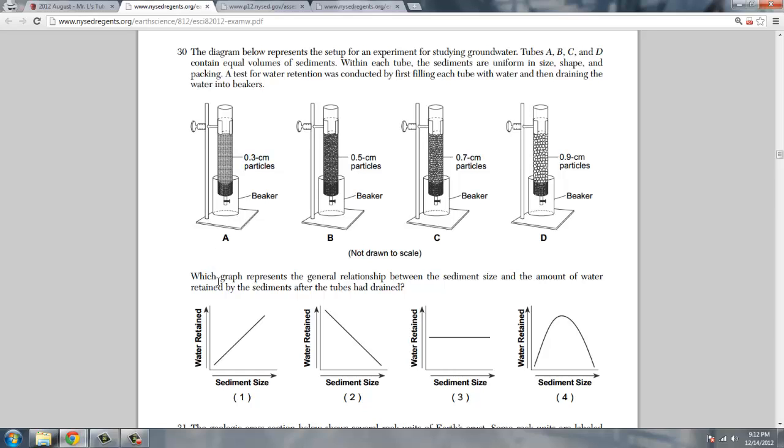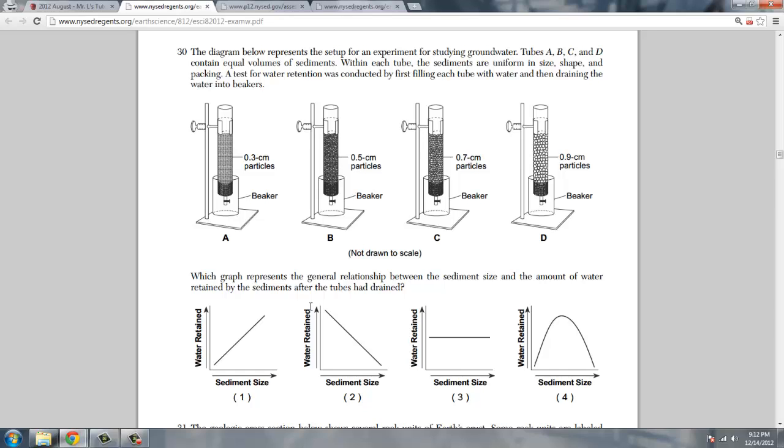So this question really is, can you read a chart? That's how I take it, at least. Let's read the question. Which graph represents the general relationship between the sediment size and the amount of water retained by the sediments after the tubes had drained?